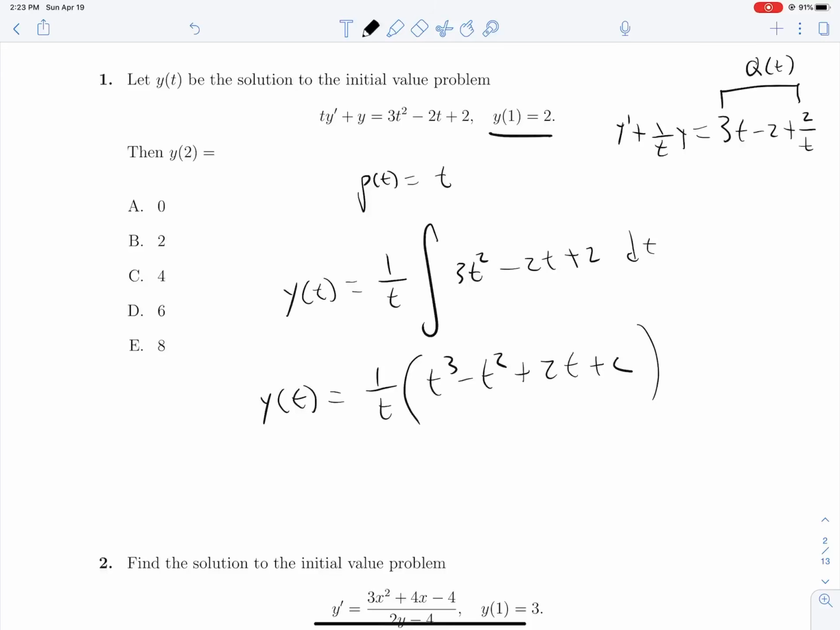So now solving for the c value, we know that y at 1 is equal to 2, so 2 is equal to 1 times 1 minus 1 plus 2 plus c. Our 1 minus 1 will cancel out, and we're just left with c is equal to 0. So plugging that in, we are solving for y at 2. Y at 2 will be equal to 1/2 times 8 minus 4 plus 4, which gives us 4.